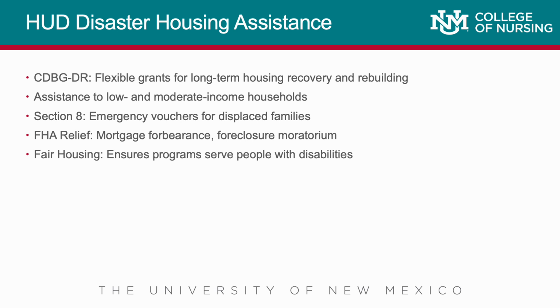Housing and Urban Development provides community development block grants for disaster recovery. These funds are for long-term rebuilding, targeted at low-income households. They also offer Section 8 vouchers for displaced families and FHA mortgage relief. HUD ensures that housing laws are enforced during disasters. So there's a lot that HUD does or did, and they are critical during disasters.